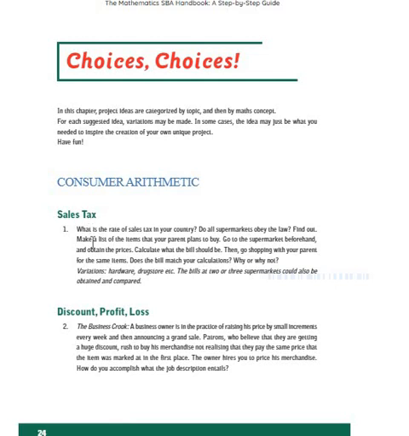First one. What is the rate of sales tax in your country? Do all supermarkets obey the law? Find out. Make a list of the items that your parent or parents plan to buy. Go to the supermarket beforehand and obtain the prices. Calculate what the bill should be. Then go shopping with your parent or parents for the same items. Does the bill match your calculations? Why or why not?